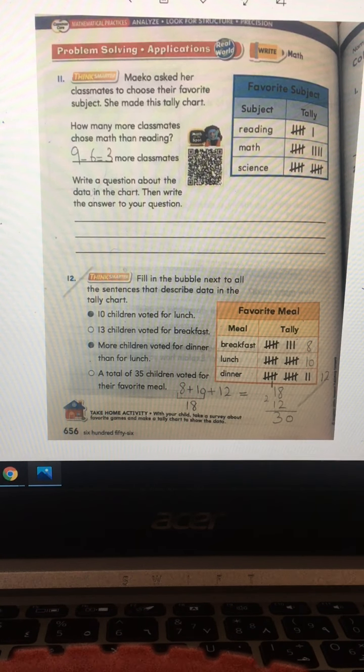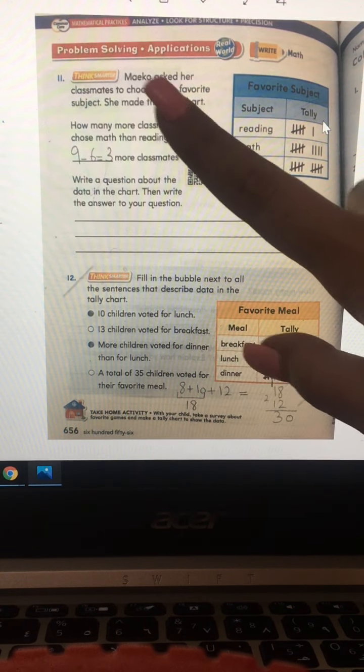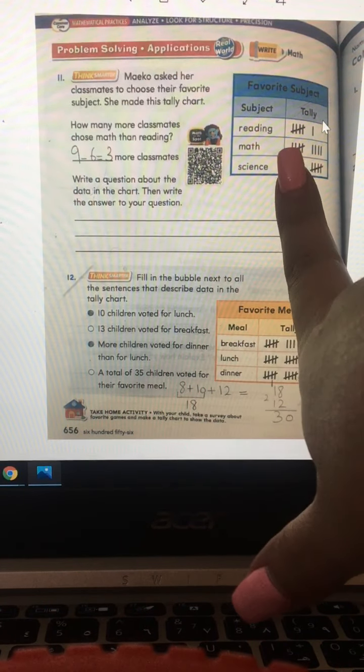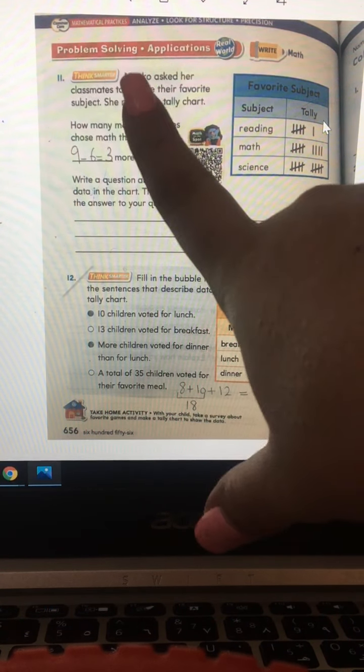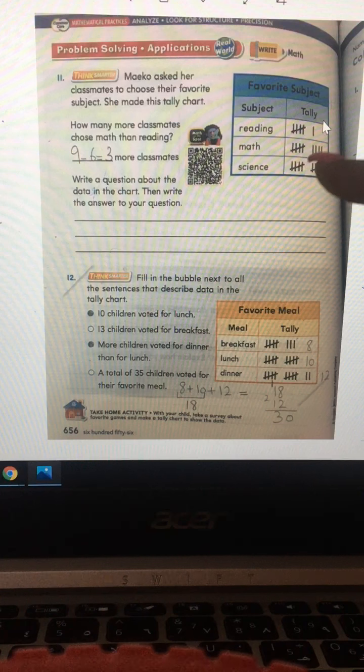Okay, here is another survey that was made about the favorite subject. Let's look at the question. Maiko asked her classmates to choose their favorite subject. She made this tally chart. Obviously, here we cannot see that Maiko asked a specific number of her classmates. They said that she just asked her classmates. So the tally marks can exceed the number 10.